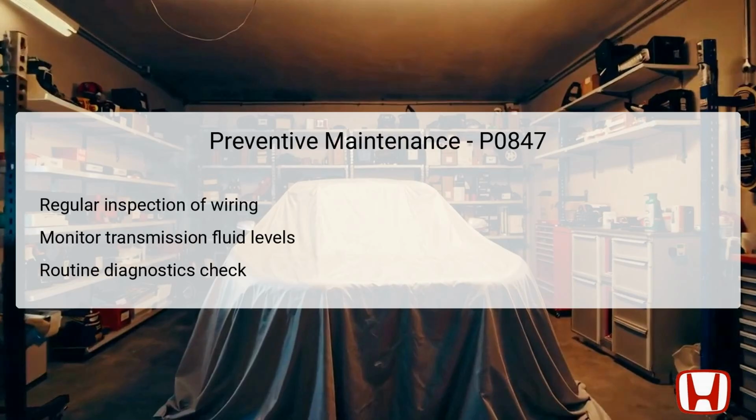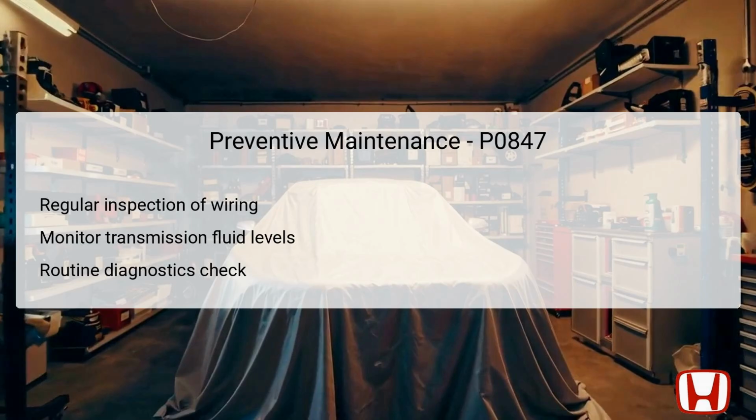To prevent the recurrence of DTC P0847, incorporating preventive maintenance practices is essential. Regularly check the wiring harness connected to the transmission fluid pressure switch for signs of wear or damage, as exposure to heat and vibration can lead to insulation failure over time. Additionally, monitoring the levels and quality of the transmission fluid minimizes risks associated with shifts and overall transmission performance.